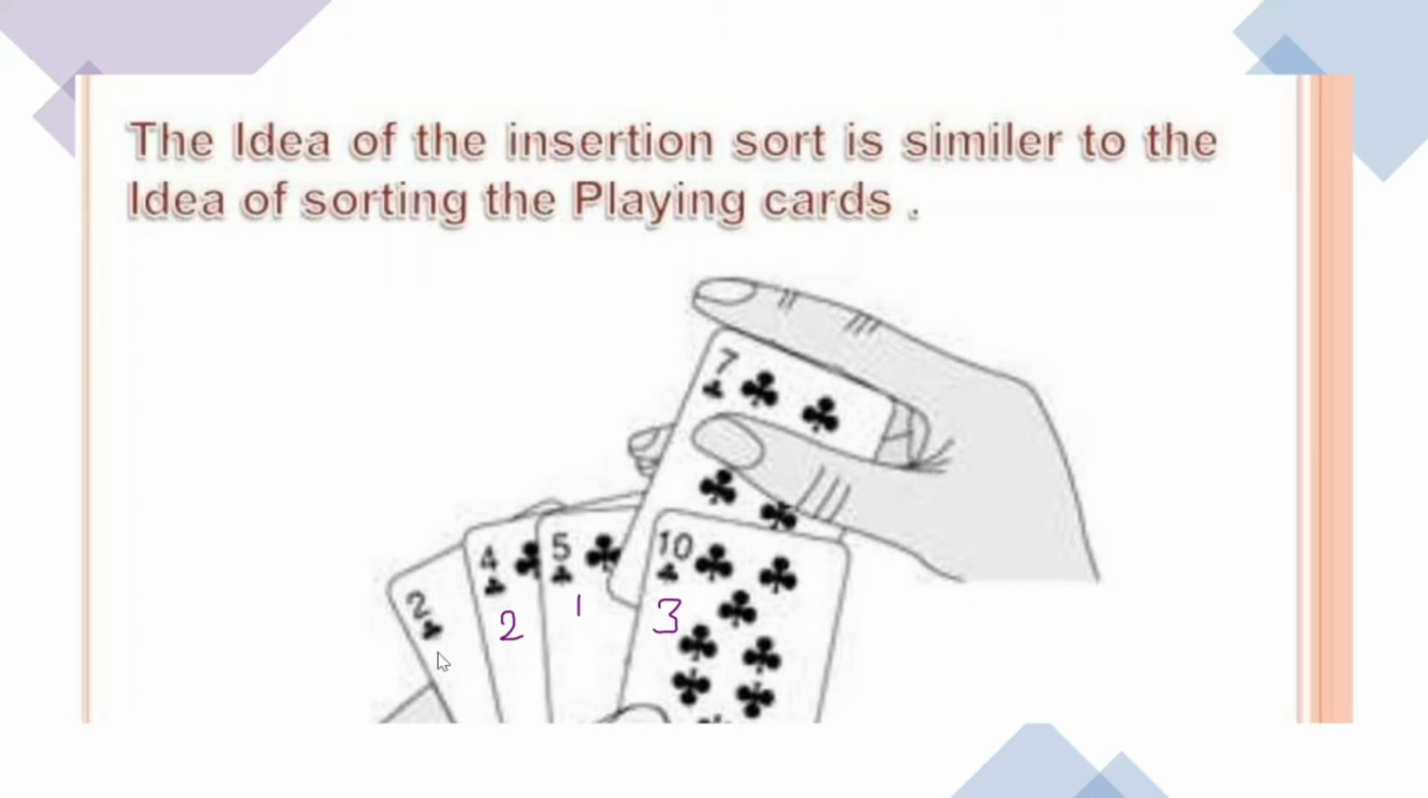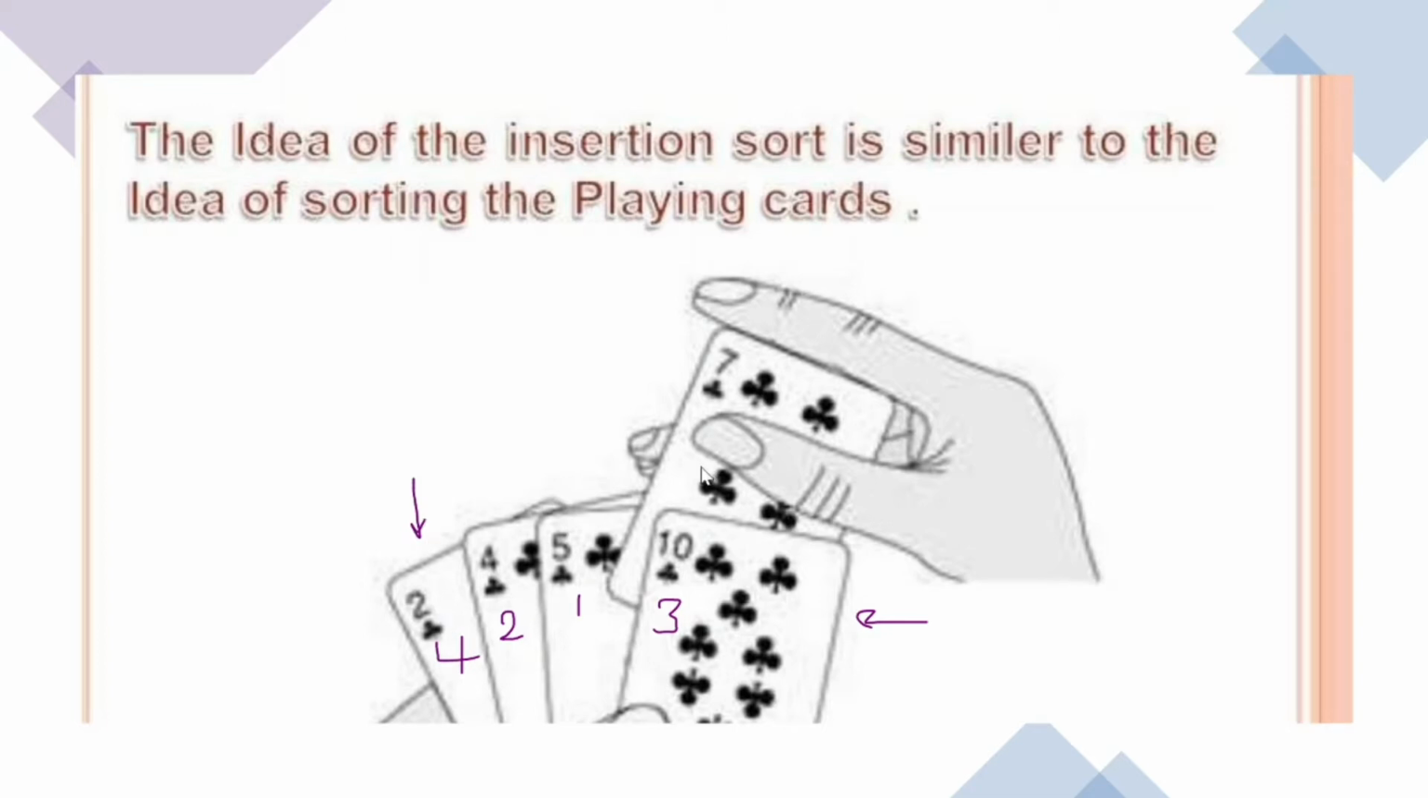Similarly, let's say the next card is 2. Now here 2 will be compared from the right hand side. The comparison is always from the right hand side in insertion sort. So 2 will be compared with 10. Okay, it's less. Then I'm going to go to 5. Okay, 2 is less. Then I will be comparing it with 4. Okay, 2 is less. And there is no other card over here, so I place 2 at this position.